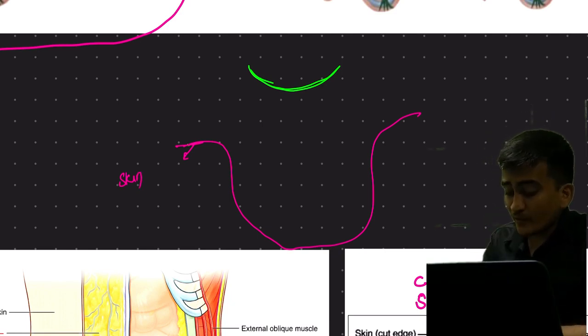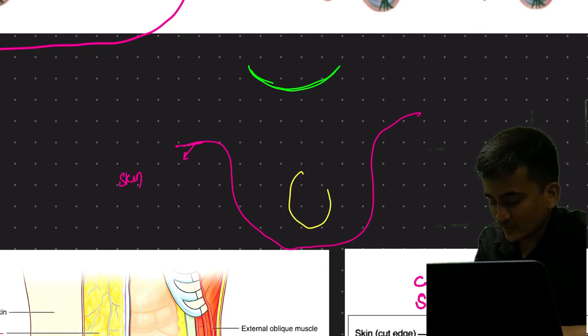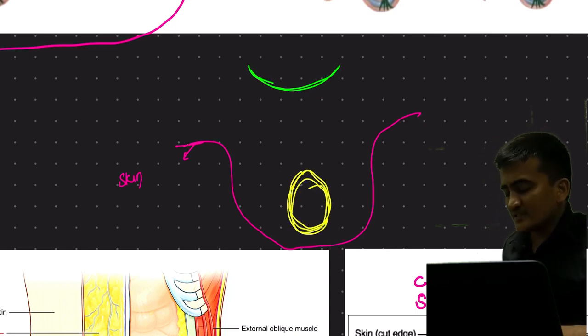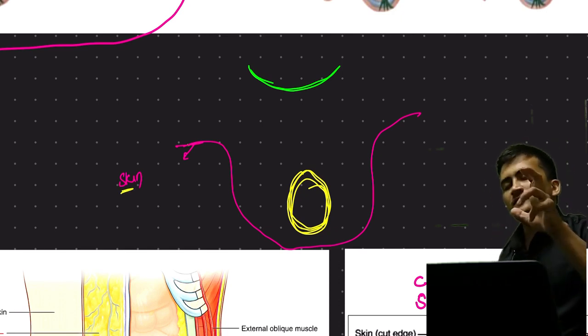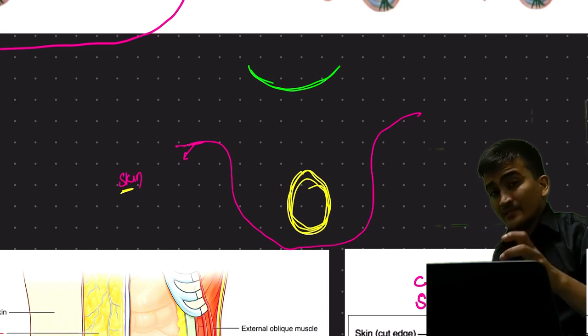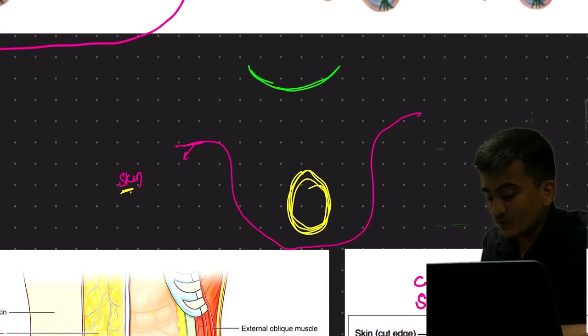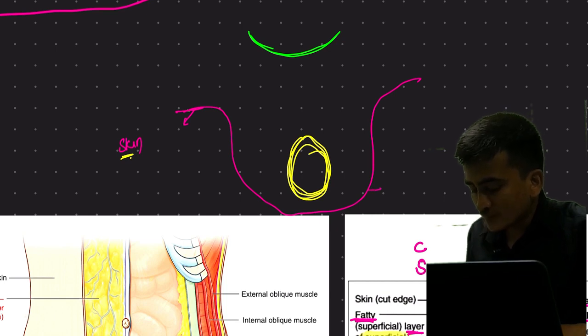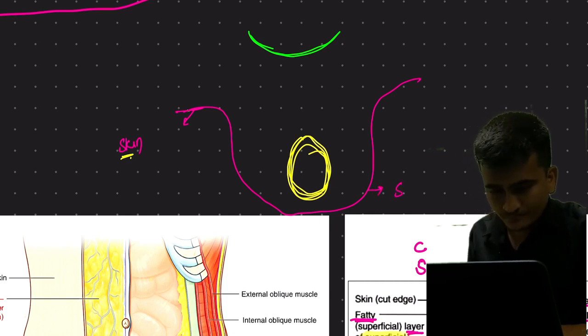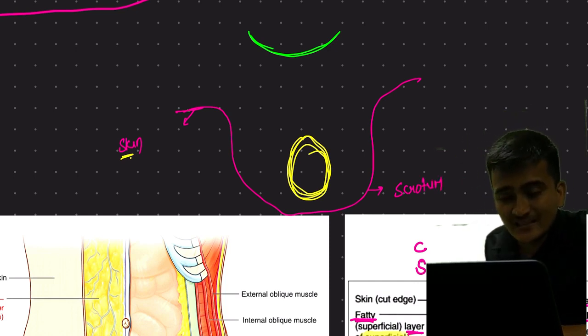Now what will happen is, when the testis is being brought down, this will cause the skin of the abdominal layer to come down with it. It is our testis, right? The skin, the outermost structure in the anterior abdominal wall, will form what? This skin will form the scrotum, the skin of the scrotum.